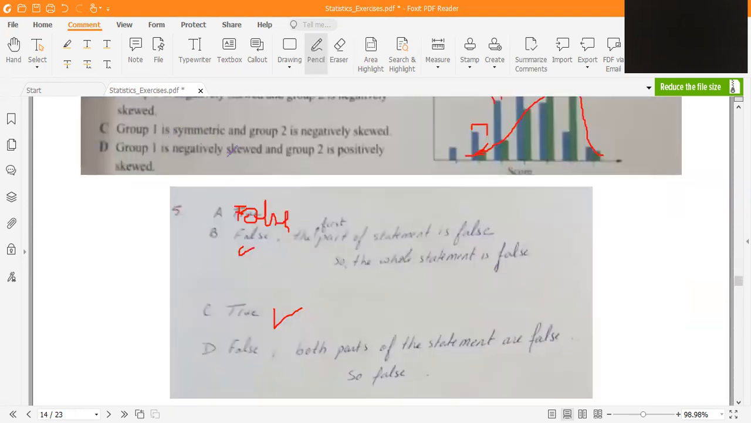Group 1 is negatively skewed. No, group 1 is symmetric. When at least one part of the statement is false, the whole statement is false. So here the two parts are false, so we have a false statement in D.